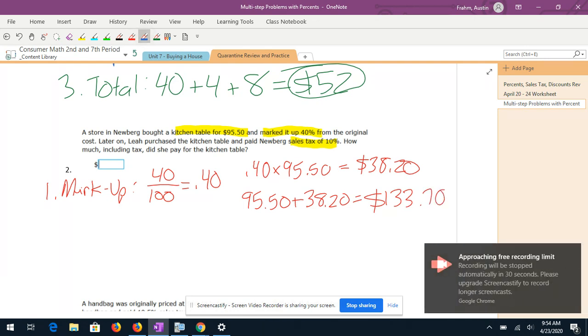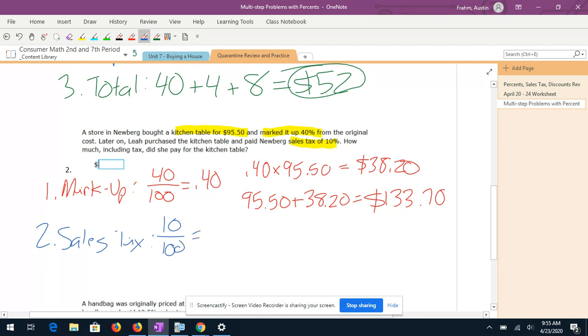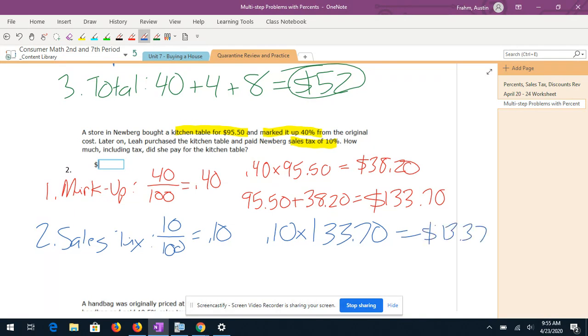Now we can move on to the second step, which is the sales tax. Change the percent into a decimal, which would be 0.10, and we multiply that by the marked up price, $133.70, and it would come out to be $13.37. And then we would finally find the total, $133.70.